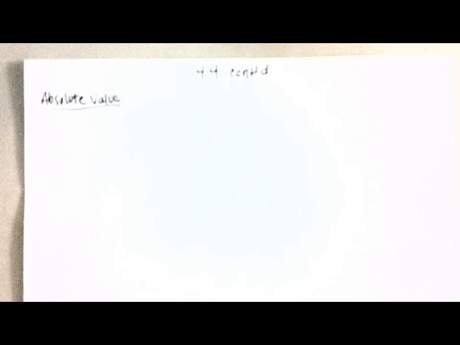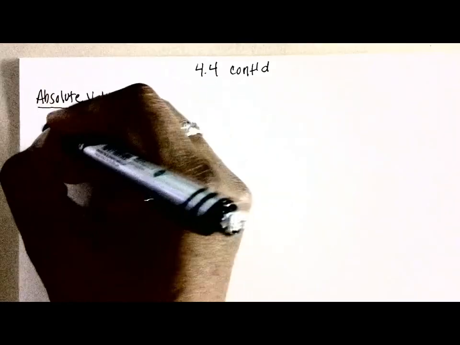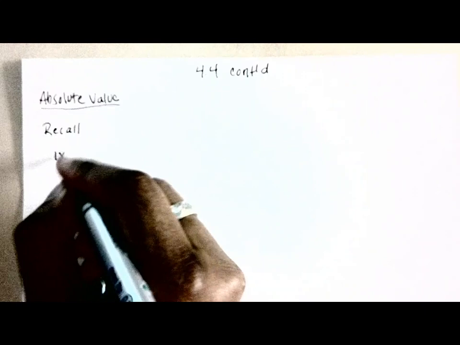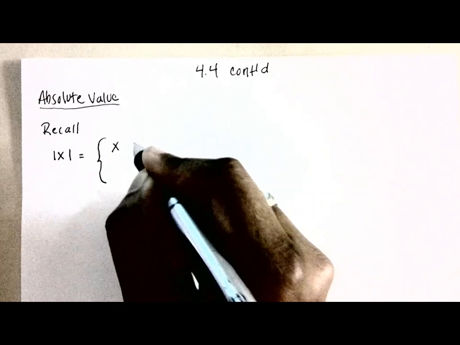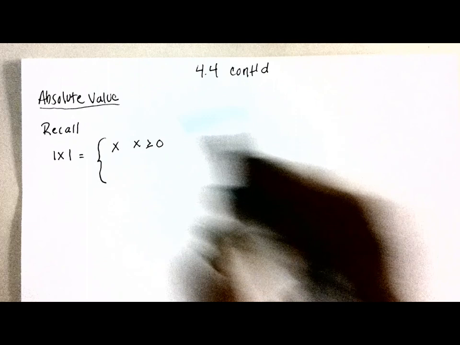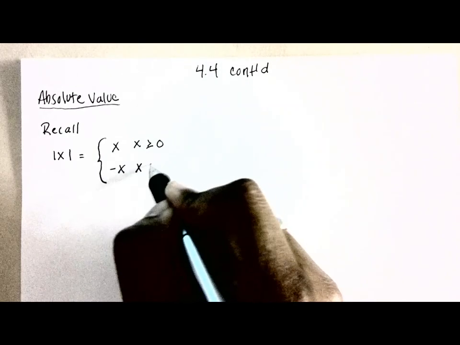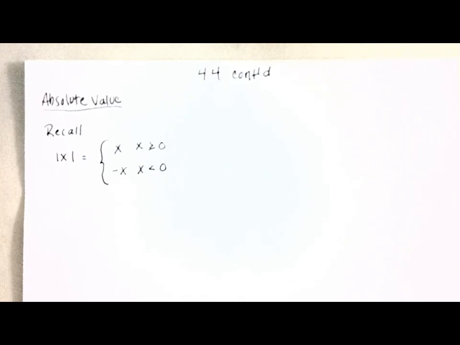Absolute value. Recall that absolute value is defined as x when x is greater than or equal to 0, and the opposite of x when x is less than 0. So we talked about this last semester, and I pounded it into your head when we talked about limits. Okay?